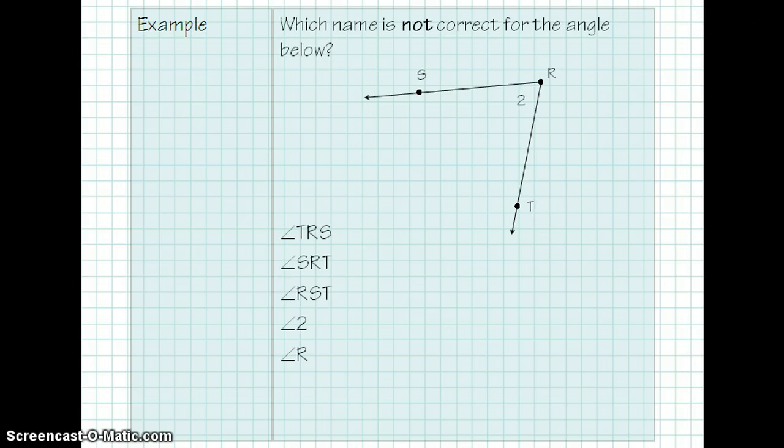So if I've got this angle here, I've got 3 points here, and I've got a number. Which of these is not going to be correct for this angle? Well, again, remember your vertex has to be in the middle. So the one way that you cannot name it is angle RST, because my vertex R is not in the middle.